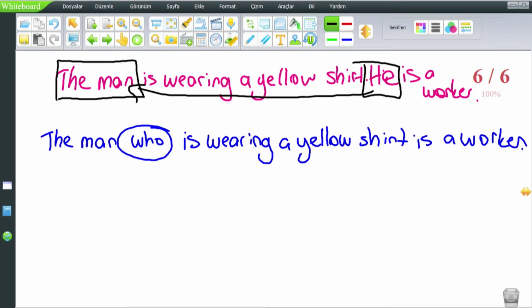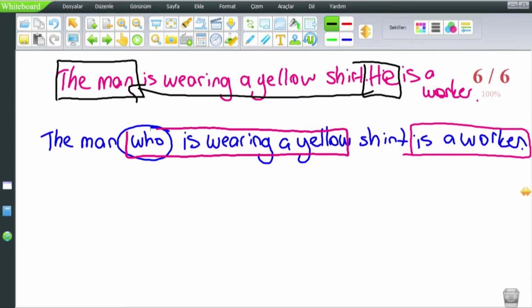In this sentence, my focus is that the man is a worker. The main purpose of this sentence is to tell that he is a worker. And the fact that he is wearing a yellow shirt is extra information, or to describe him.